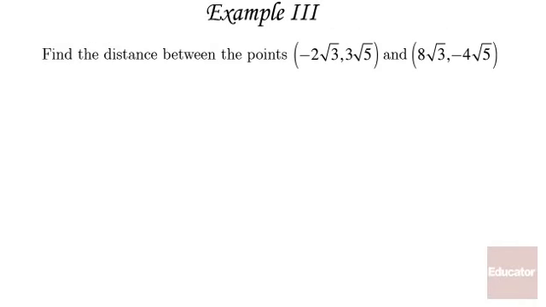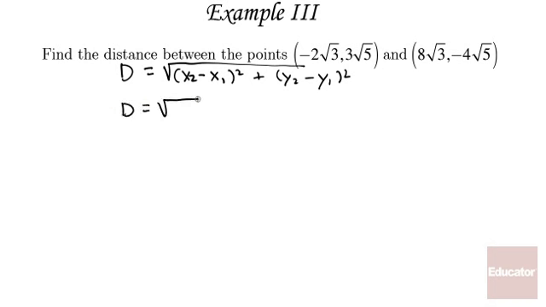Okay, in this example, we're asked to find the distance between 2 points, and it involves radicals. So it definitely looks messy, but you just apply the distance formula as usual and follow the rules for dealing with radicals. All right, so I'm going to let this be x1, y1, and x2, y2.